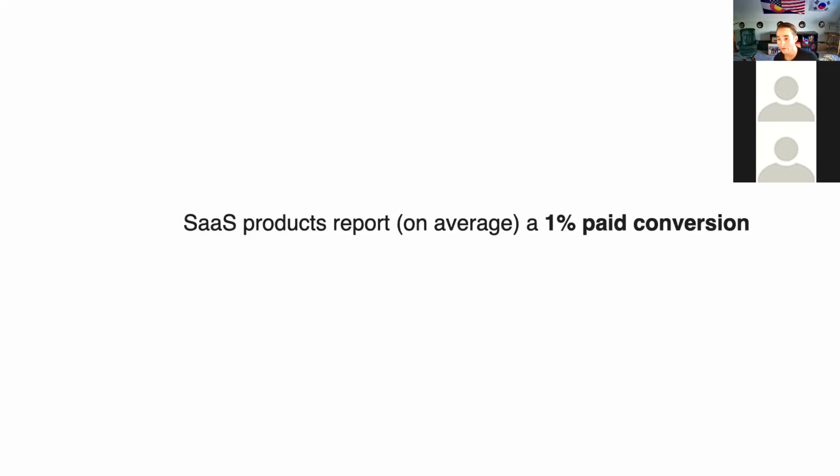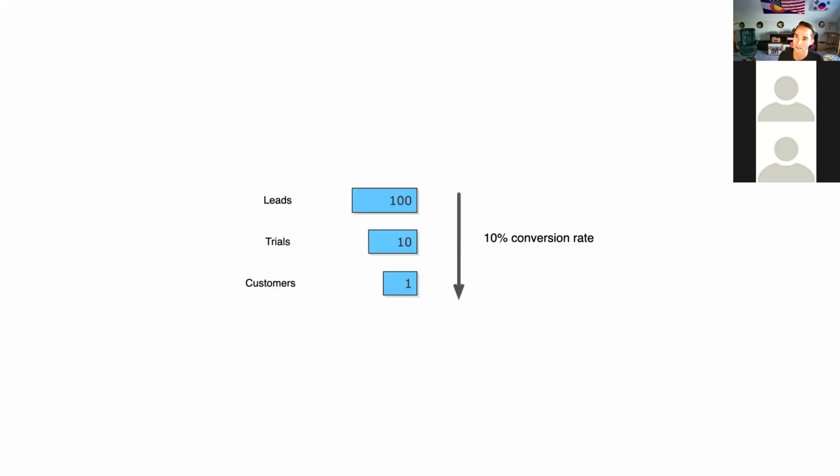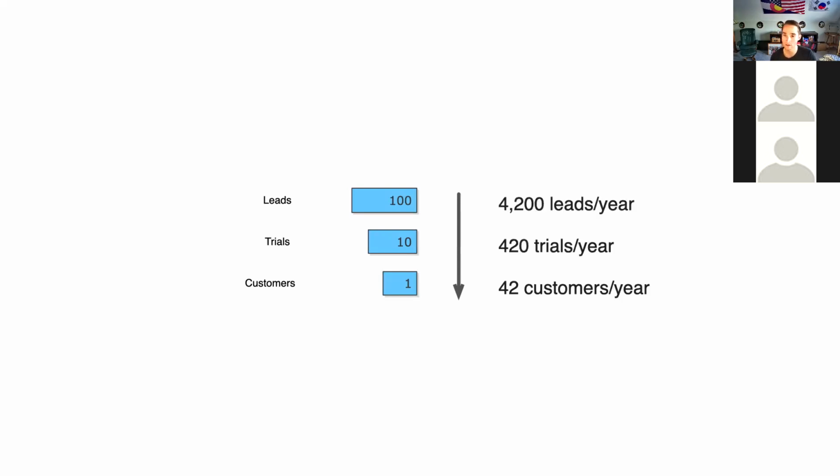Well, let's use some math. The paid conversion rate of a SaaS product, that's this business model, but you could think of your own paid conversion rate, from leads to trials to customers. There's usually a 10% conversion rate between those three. So 100 leads, 10% is 10 trials, 10% is one paying customer. So if you're trying to get 42 customers, then you need 420 trials and you need 4,200 leads.